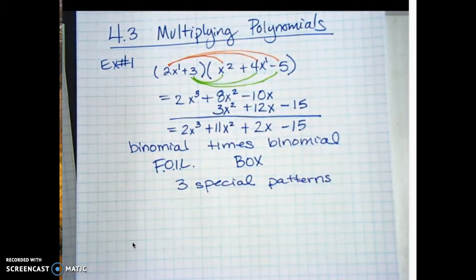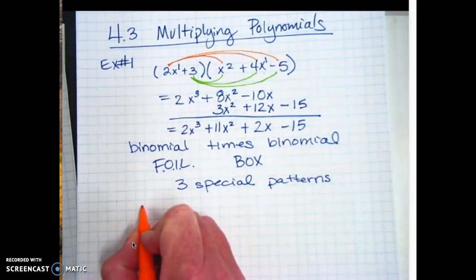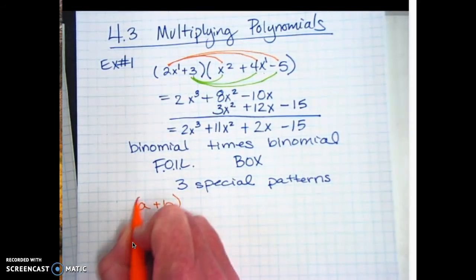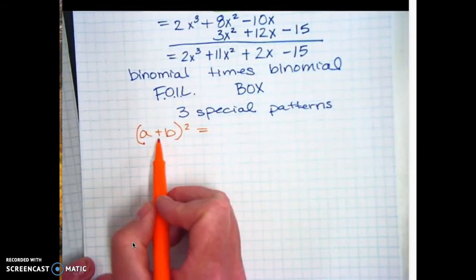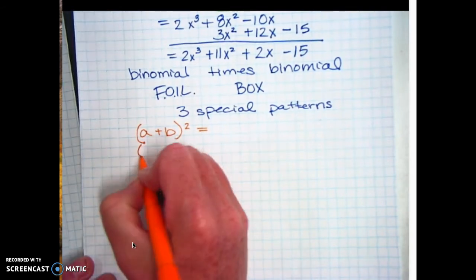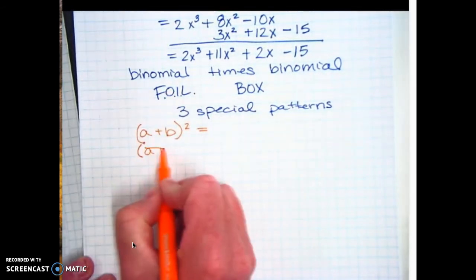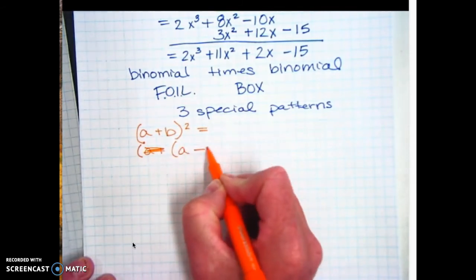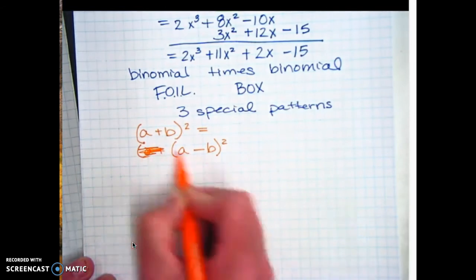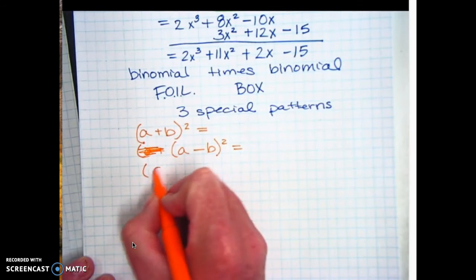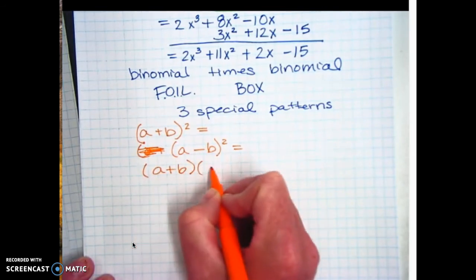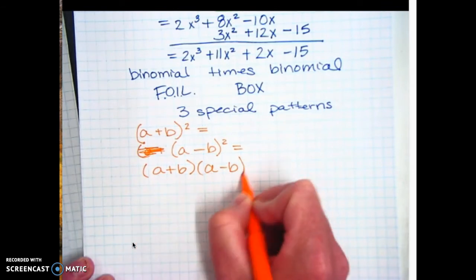The special patterns only work when you have the special patterns. Okay? But I will show you, the 3 special patterns are as follows. The first one is when you have a binomial squared and you're adding the 2 terms. The second one is when you have a binomial squared and you're subtracting them. And then the third one is when you have a binomial times a binomial. One is adding, one is subtracting.